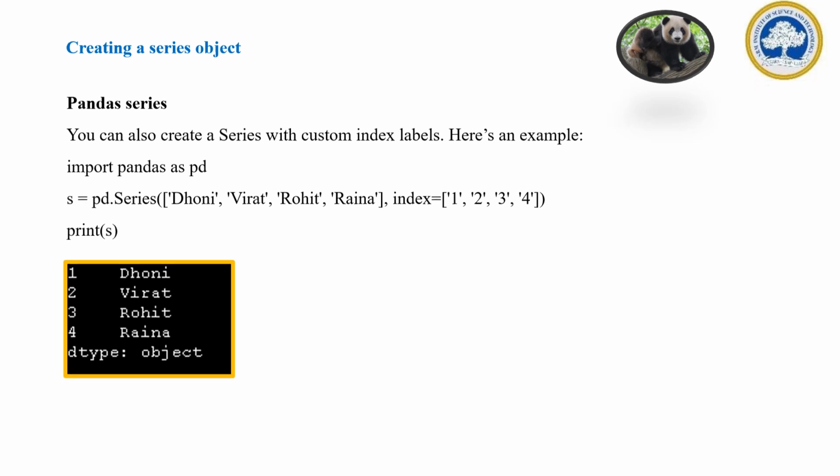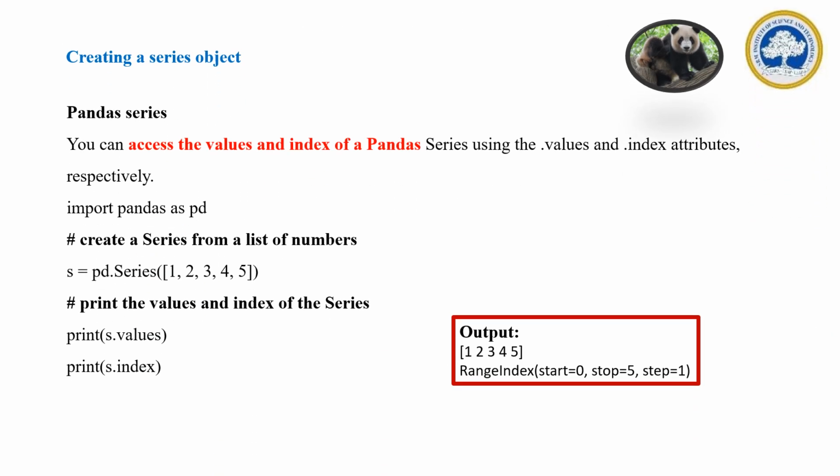Similarly, a pandas Series: import pandas as pd, pd.Series([1, 2, 3, 4, 5]). Then print the values and index of the series, s.values and s.index. s.values is going to represent the values, and s.index represents the start value, the end value, and the step value of the index in pandas.